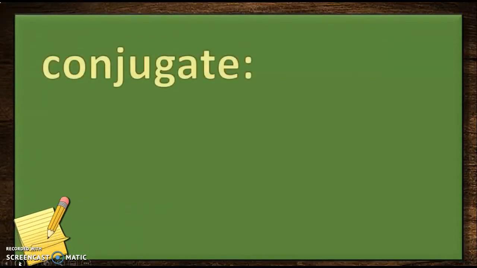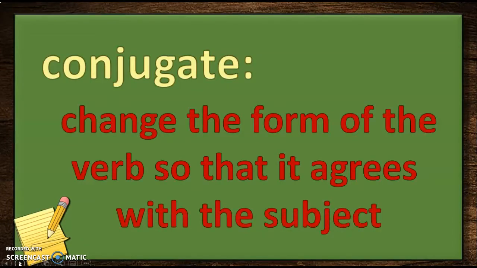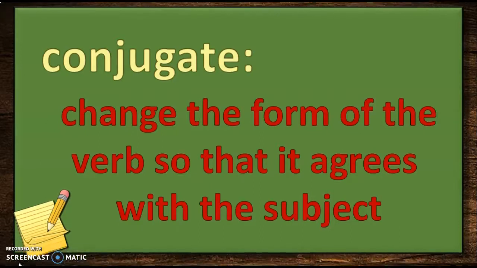And also the word conjugate. Conjugate means to change the form of the verb so that it agrees with the subject. And again, your Spanish teachers are going to use this all through Spanish. So make sure you understand that when the teacher asks you to conjugate a verb, you want to make it agree with the subject. And that's what we're going to talk about today: conjugating verbs that are called AR verbs.